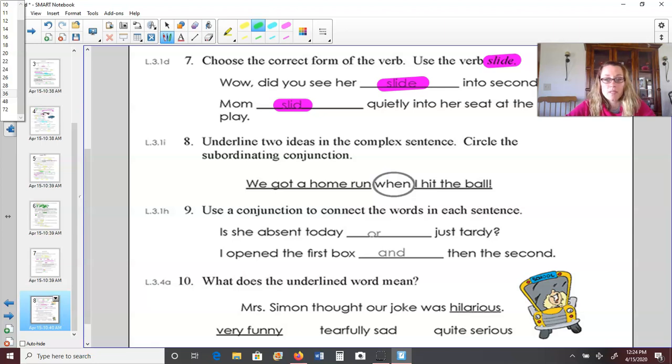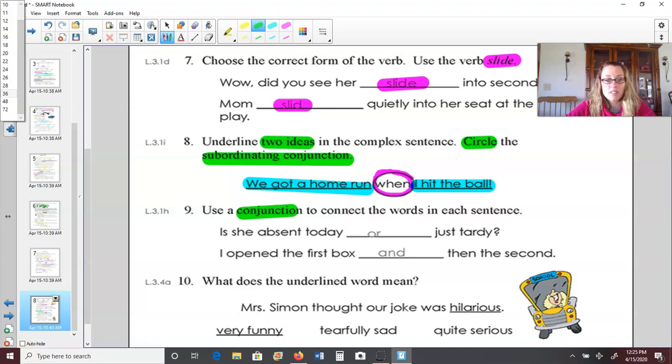On number 8, we need to underline the 2 ideas in the sentence and then circle the subordinating conjunction. So we're looking for 2 thoughts in the sentence. We got a home run when I hit the ball. Well, the first thing that happens is we got a home run and I hit the ball, and so that would be the 2 ideas, and then the subordinating conjunction is the word when, kind of joining those 2 thoughts together.